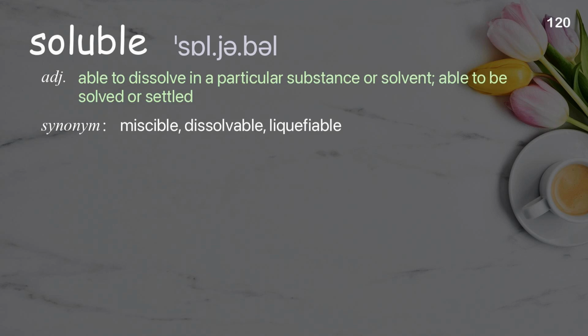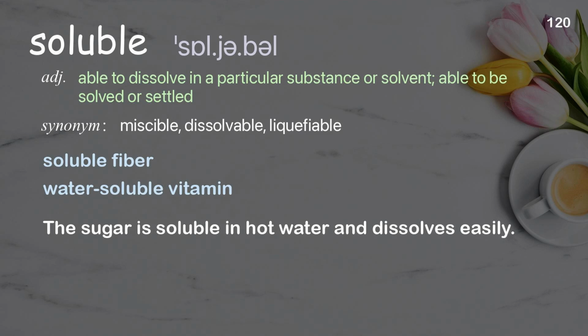Soluble. Able to dissolve in a particular substance or solvent, able to be solved or settled. Examples: Soluble fiber. Water-soluble vitamin. The sugar is soluble in hot water and dissolves easily.